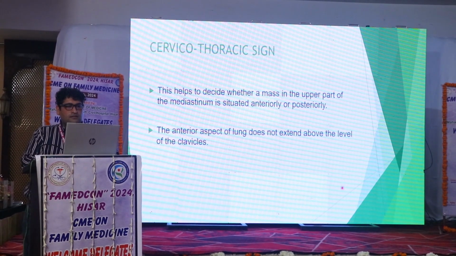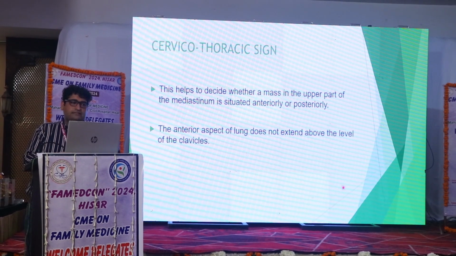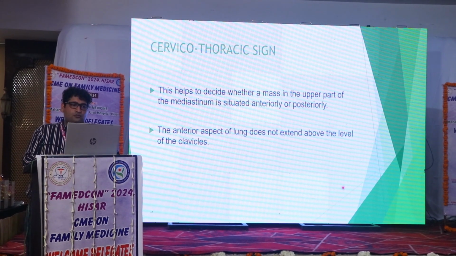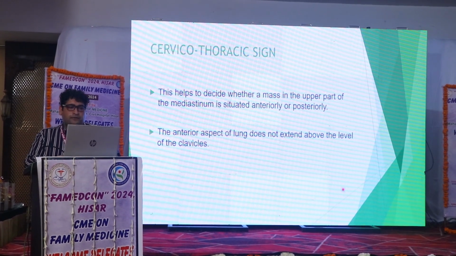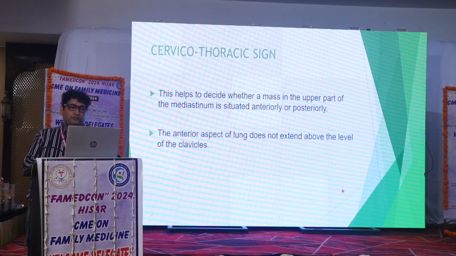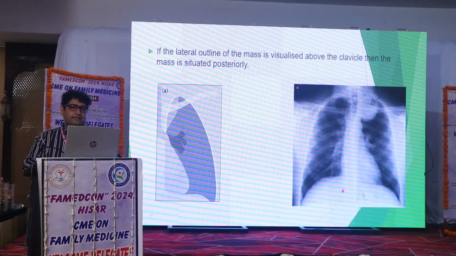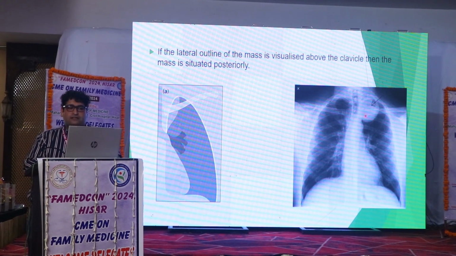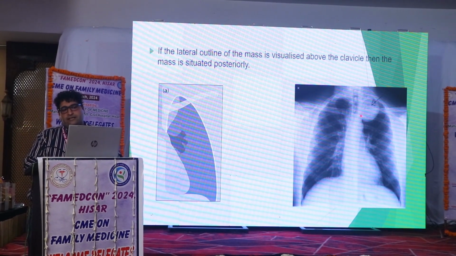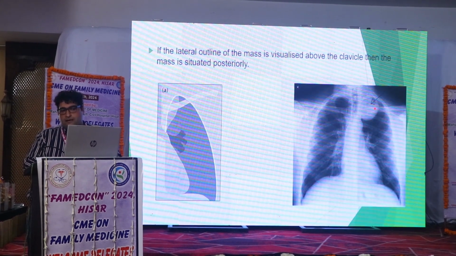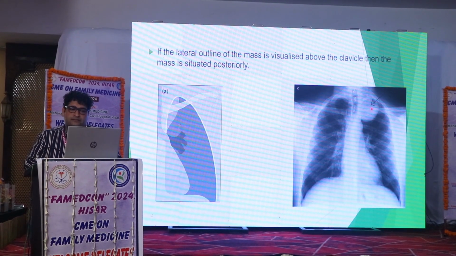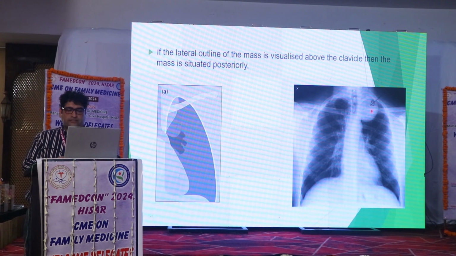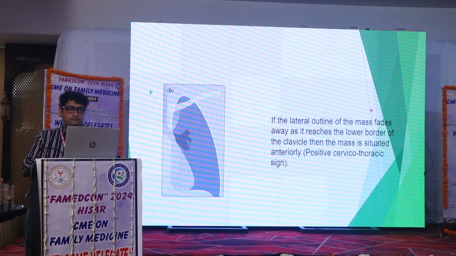Now coming to the cervicothoracic sign, it is a very important sign to distinguish whether a mass in the upper lobe is lying in the anterior part or the posterior part. So here you can see the anterior part of the lung lies within the clavicle bone. So if any mass is lying above the clavicle bone, it means this mass is extending into the posterior part of the upper lung.